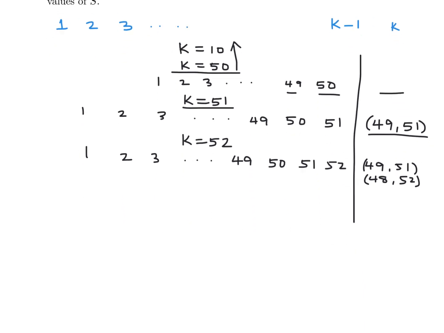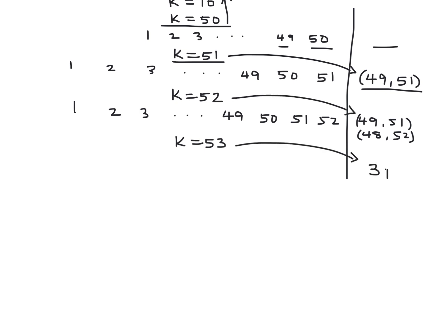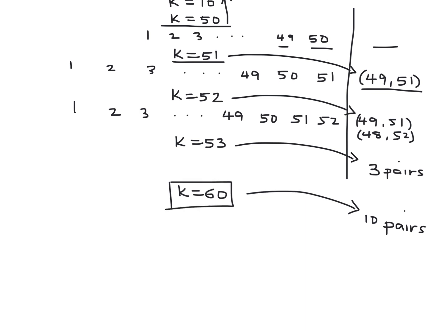And my instinct is that as you keep going up by 1, you're going to get an additional pair. So for 51, you got 1 pair. For 52, you got 2 pairs. For 53, you'll get 3 pairs. And I'll let you list them. It's pretty straightforward. So to get 10 pairs, which is what we want, you would have to go up to, I believe, 60. So when k equals 60, you'll be able to get the 10 pairs, and then you can list them. I'll let you do that.